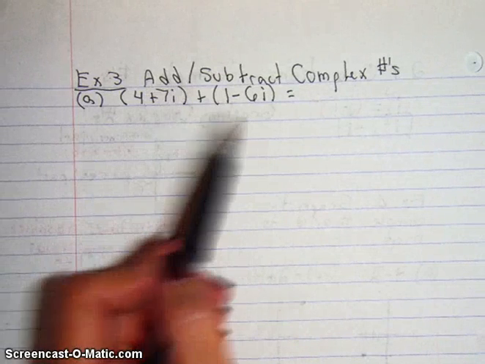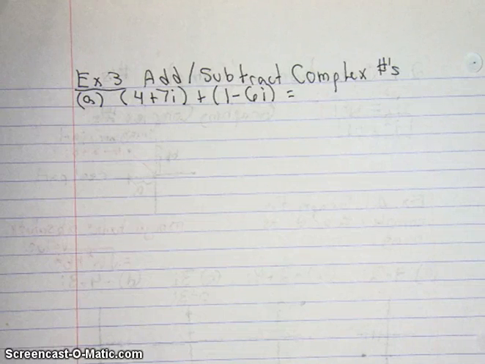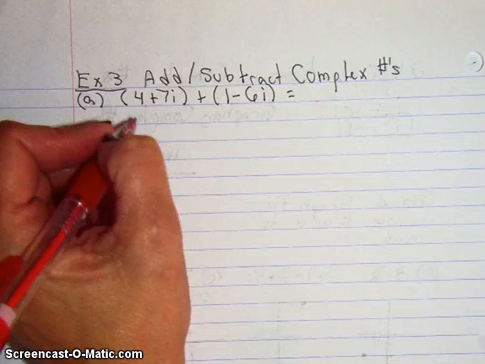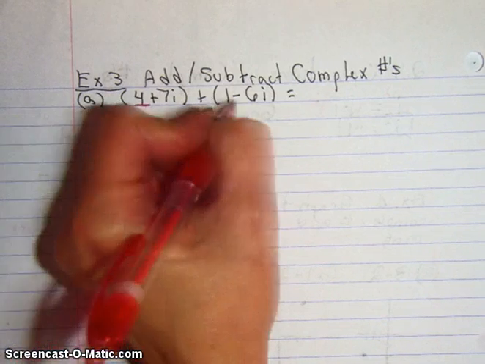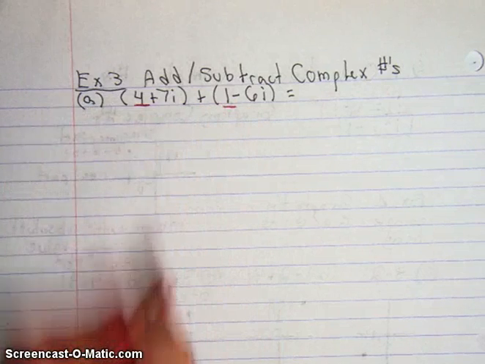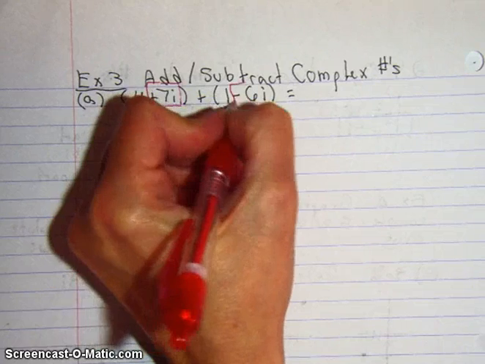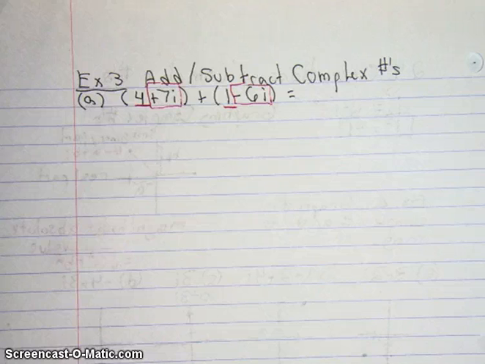When you're adding and subtracting complex numbers, guys, you just have to look for your like terms. What I make my Algebra 1 students do is box, circle, and underline like terms. The real parts are like terms, and the imaginary parts are like terms. Just watch your signs.